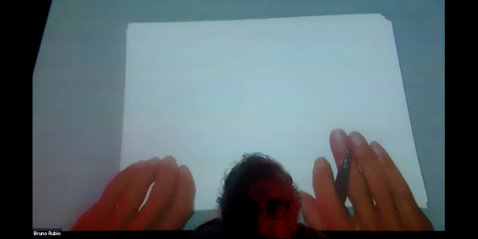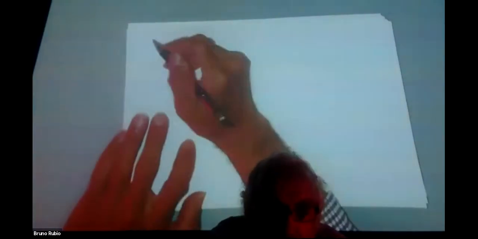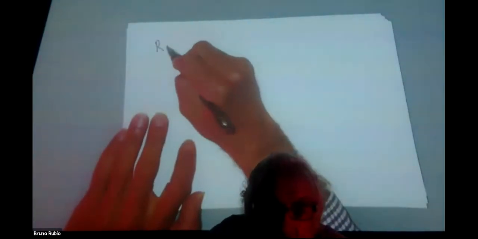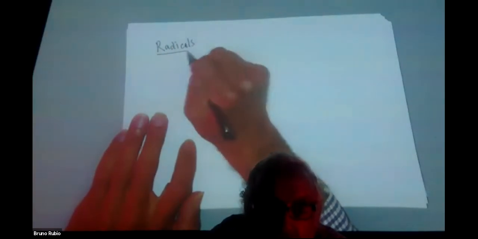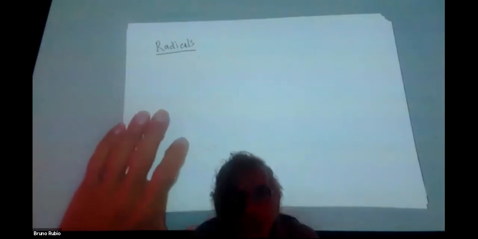But don't go away, because, especially since they're not going to have a lecture on Thursday, we need to forge ahead with new stuff. And now I want to talk about what today's lab is about, radicals. So let's dip into this.